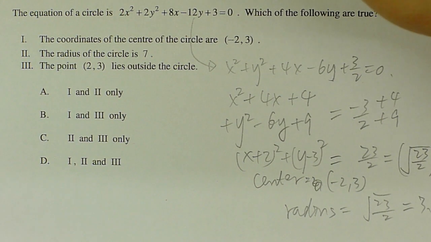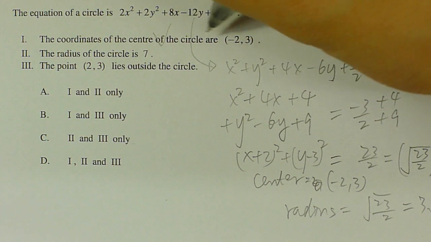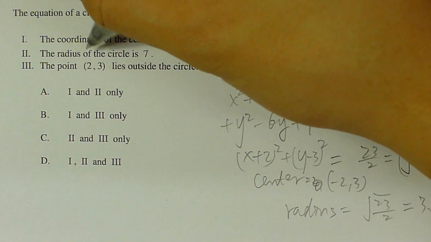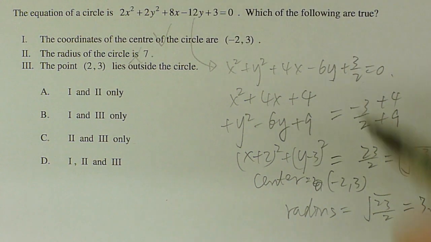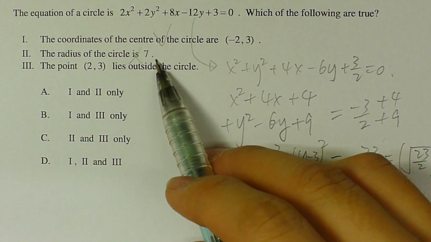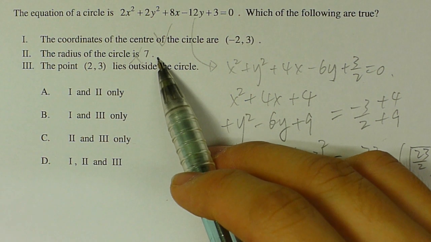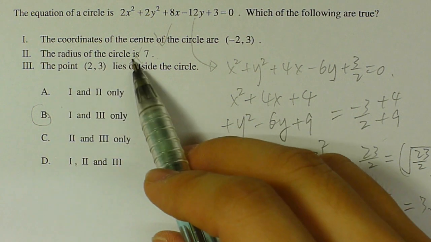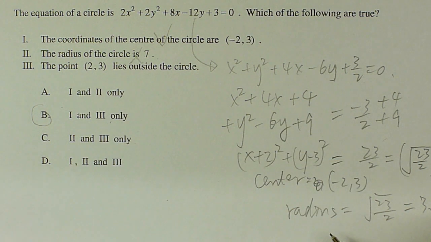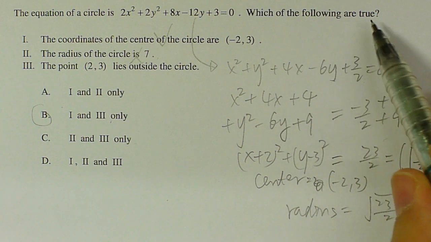For statement 1, it is correct because the center of the circle we have found is negative 2 and 3. And statement 2 is incorrect because we have just found that the radius of the circle is 3.39 but not 7. Therefore, the answer should be B, because once statement 2 is incorrect, B is the only choice that can be true.